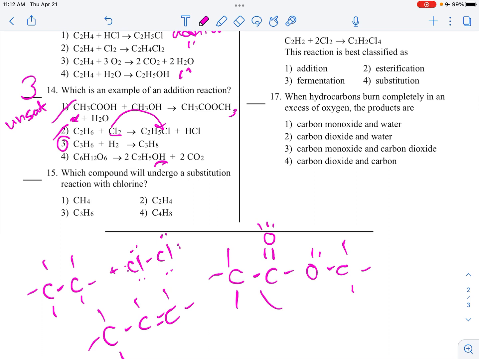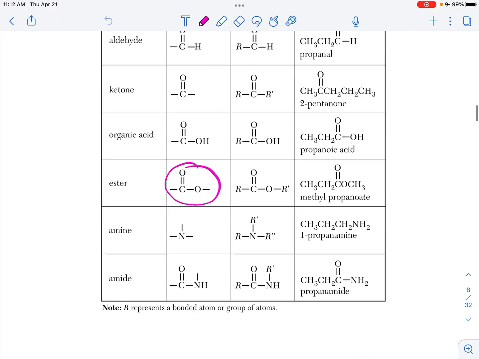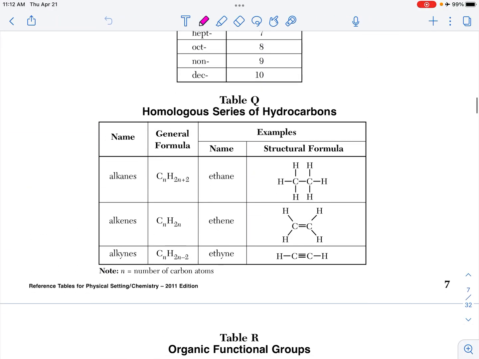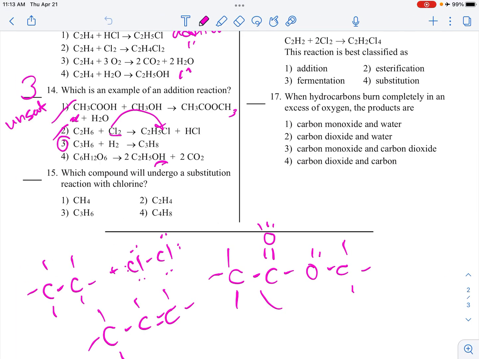Substitution reactions happen with saturated hydrocarbons, so single bonds. And again, to go back to the tables, to figure out the general formulas of an alkane, saturated, you'd need to have double the carbons plus 2 hydrogens. So let's go back. A substitution reaction is CH4, an alkane. So double the carbons would be 2 plus 2. Yeah, this is an alkane.